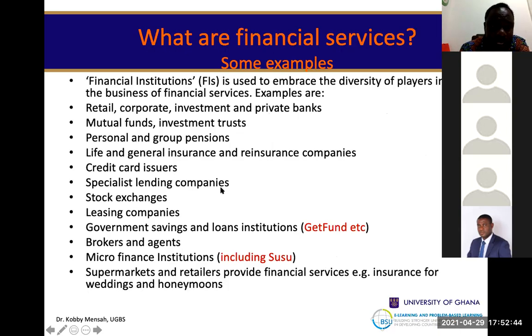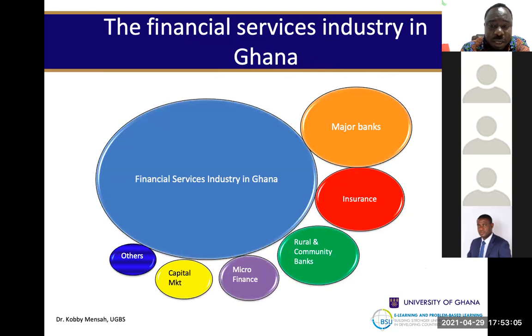So you would see the list of financial services we're talking about, the types of them: retail, corporate, investment, and private banks, mutual funds, personal and group pensions, life and general insurance, reinsurance companies, credit card issuers. All these are the kind of firms we're talking about when we talk about financial services.